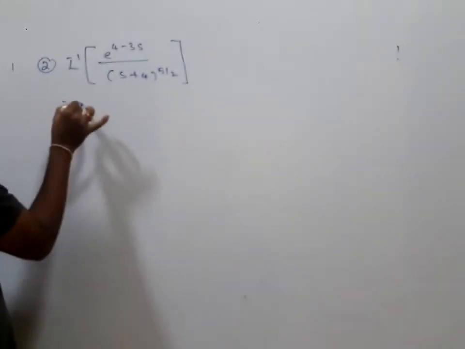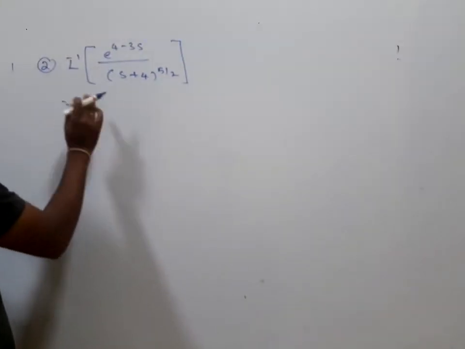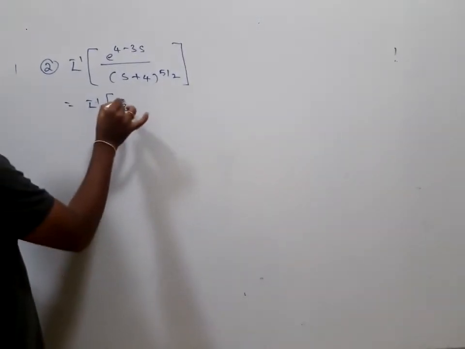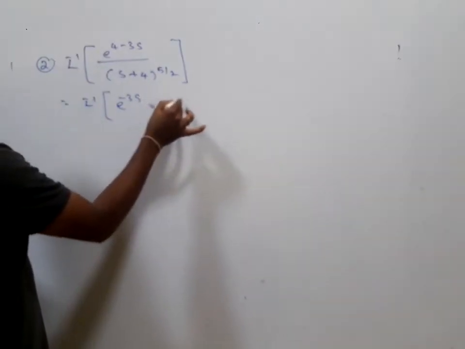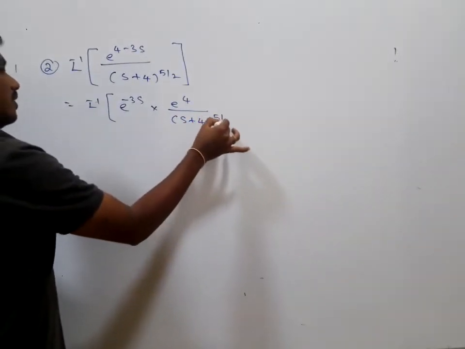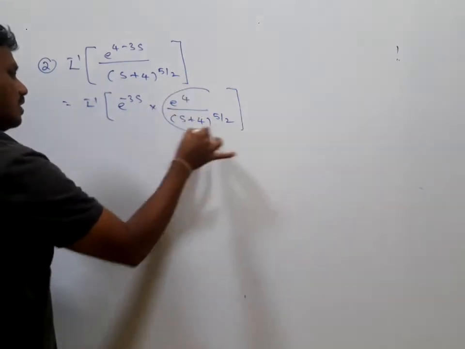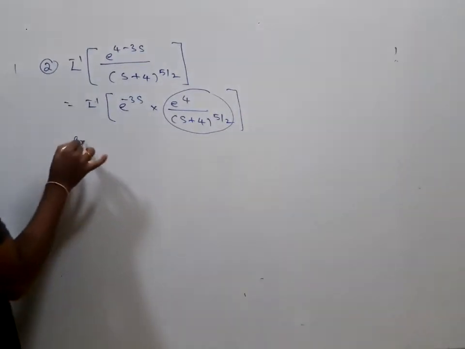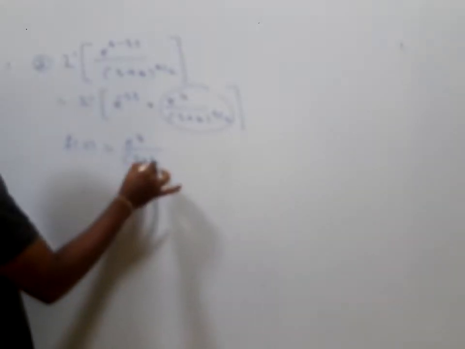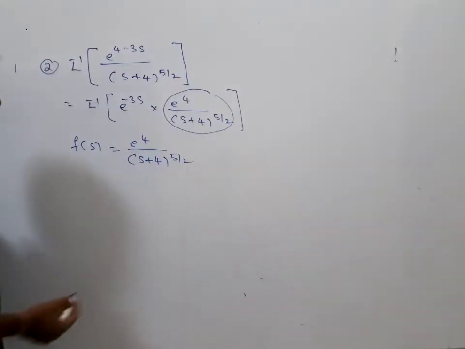This can be written as L inverse of e to the power of 4 into e to the power of minus 3s, we can write it as e to the power of minus 3s into e to the power of 4 divided by (s plus 4) all to the power of 5 by 2. This is considered to be what? F of s. Let F of s be equal to e to the power of 4 divided by (s plus 4) all to the power of 5 by 2.